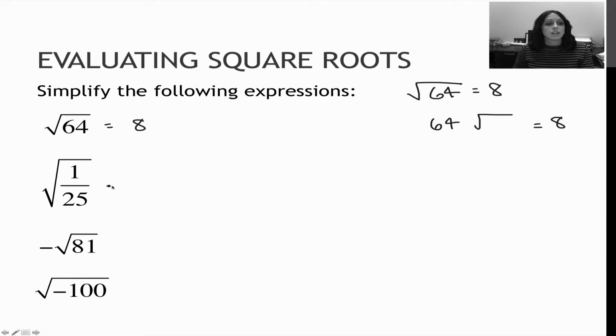For our second one, the square root of 1/25th, you can think about that as the square root of 1 over the square root of 25. The square root of 1 is 1 because 1 times 1 is 1. And the square root of 25 is 5 because 5 times 5 is 25.